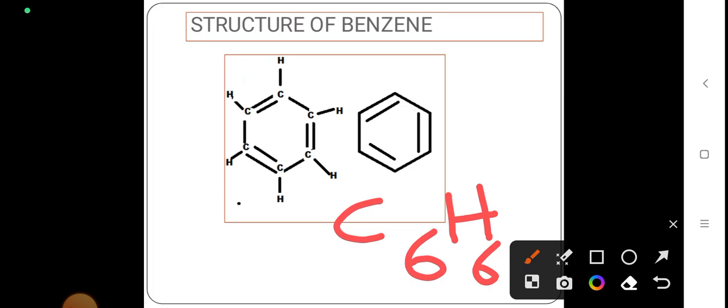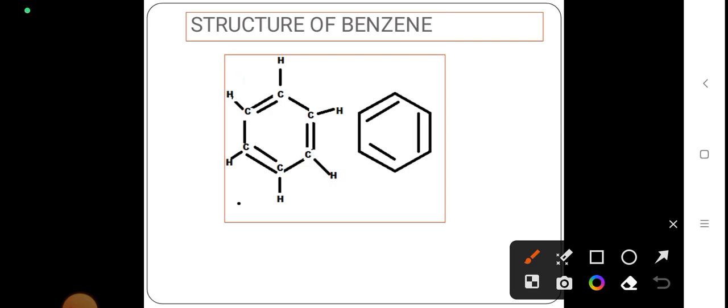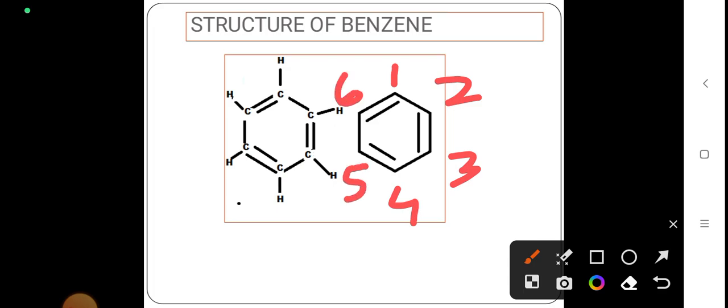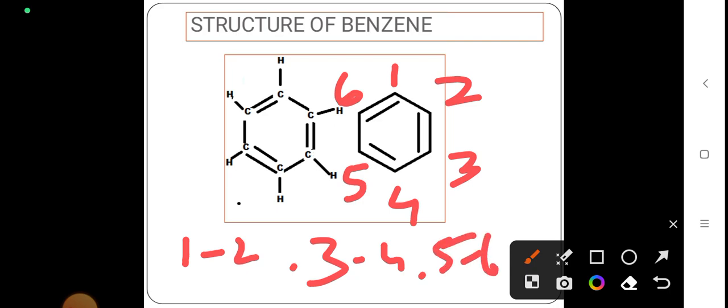What is meant by a conjugated system? Look at the second diagram. Here there are alternate double bonds. If I number the carbon atoms clockwise, 1, 2, 3, 4, 5 and 6, you observe, students, that the 1, 2 carbon atoms have a single bond, similarly 3, 4 carbon atoms have a single bond, and 5, 6 carbon atoms have a single bond. And these are alternate. Similarly, 2, 3, 4, 5 and 1, 6 have double bonds.